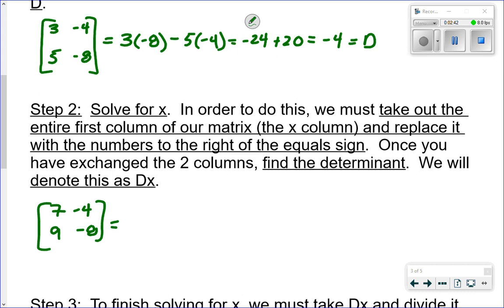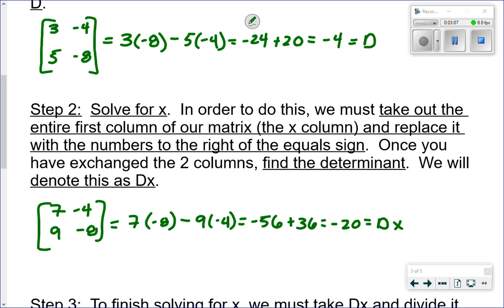Okay, once you've exchanged the two columns, find the determinant, and we are going to call this dx. So I'm going to multiply across the diagonal, 7 times -8 minus 9 times -4. Okay, 7 times -8 is -56. -9 times -4 is +36. And I need to add those together, and I'm going to get -20. And this is dx.